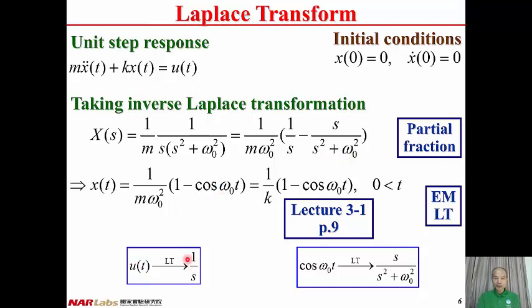And from this formula, the Laplace transform of u(t) equal to 1 divided by s. Therefore, the inverse Laplace transform of 1 divided by s equal to 1 if we just consider the positive term. And the Laplace transform of cosine omega 0 t equal to s divided by s squared plus omega 0 squared. Therefore, the inverse Laplace transform of s divided by s squared plus omega 0 squared equal to cosine omega 0 t. Finally, we have the displacement function x(t) equal to 1 divided by k times (1 minus cosine omega 0 t).